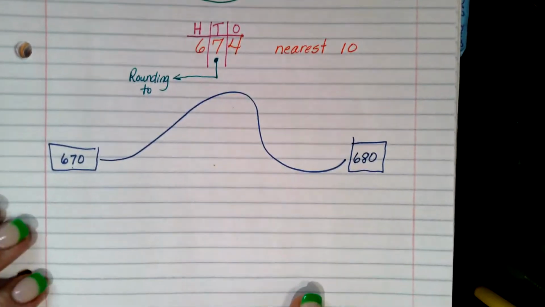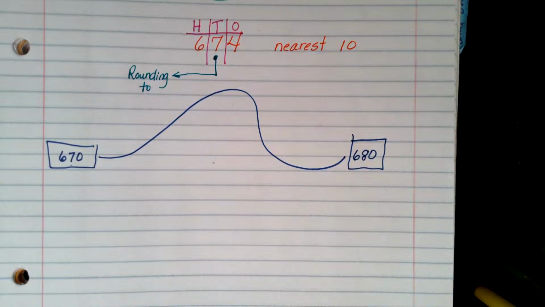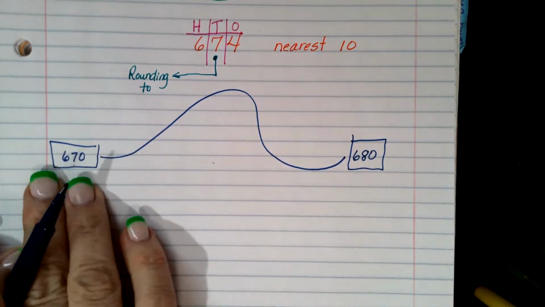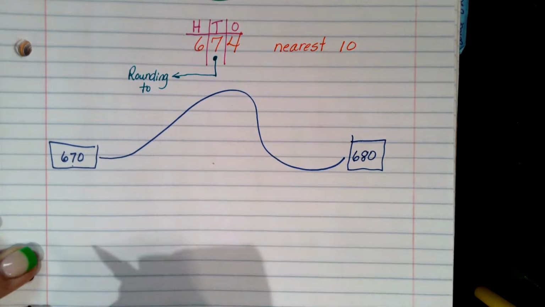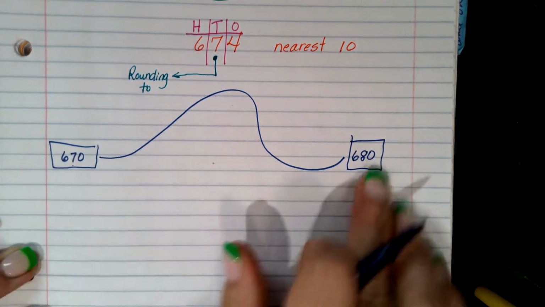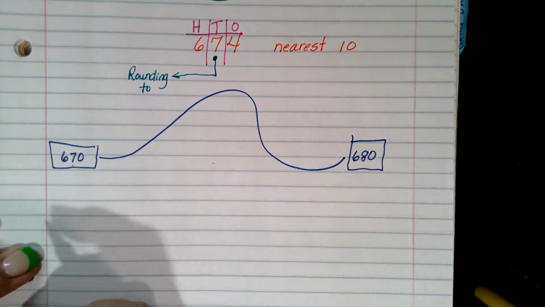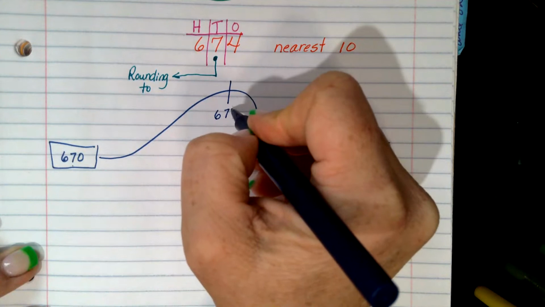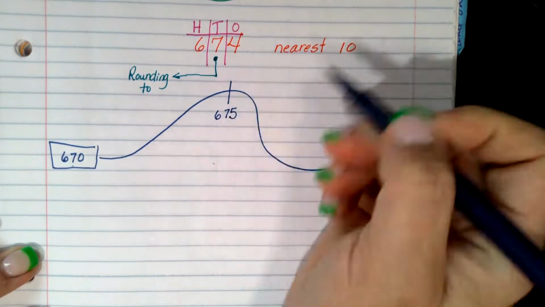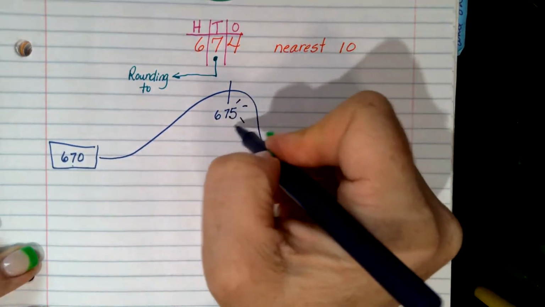So now we have to figure out, what is our magic number? What comes halfway between 670 and 680? Well, I know halfway between 70 and 80 is 75. So halfway between 670 and 680 is 675. That's going to be my magic number.